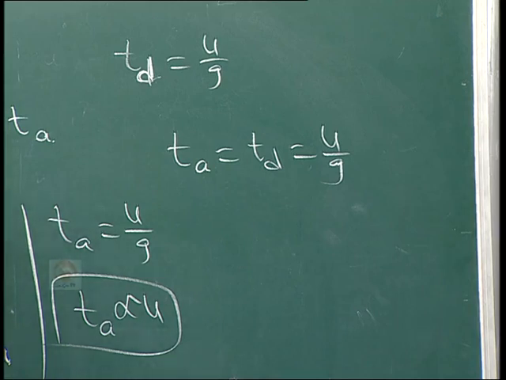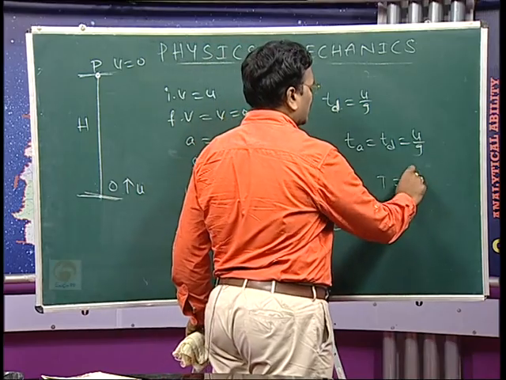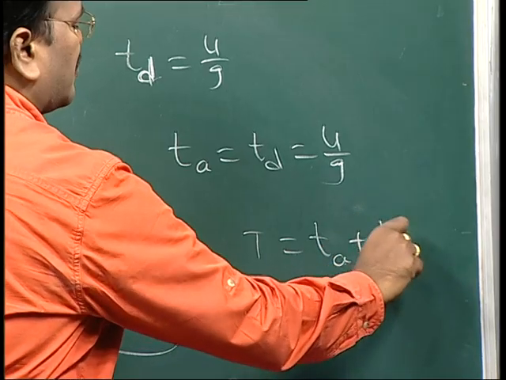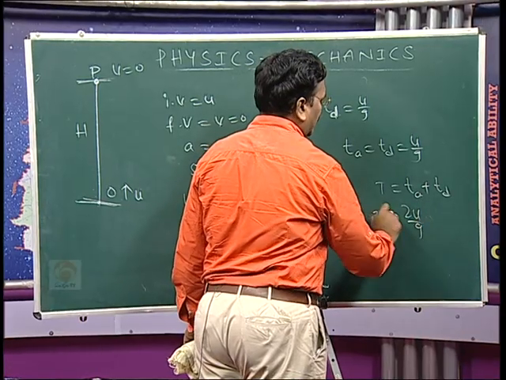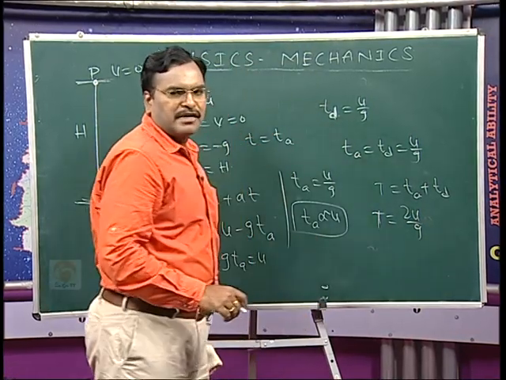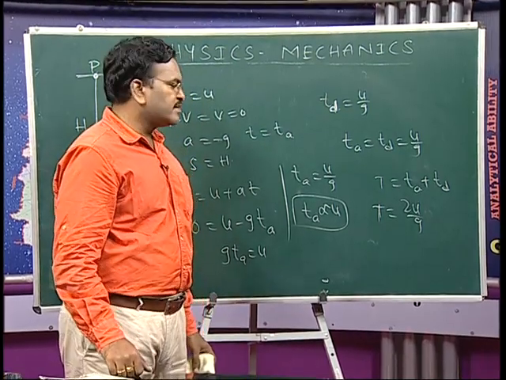Next we have time of flight. What is time of flight? Total time of travel. T is equal to the sum of time of ascent plus time of descent. Now, time of flight is equal to 2u by g. Here initial velocity increases, time of flight increases.